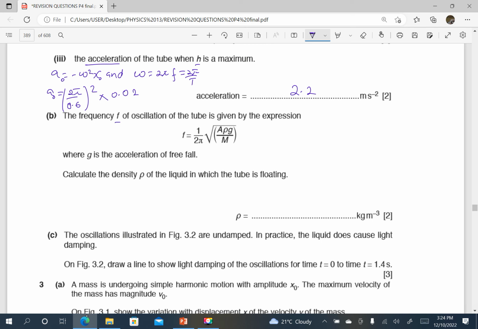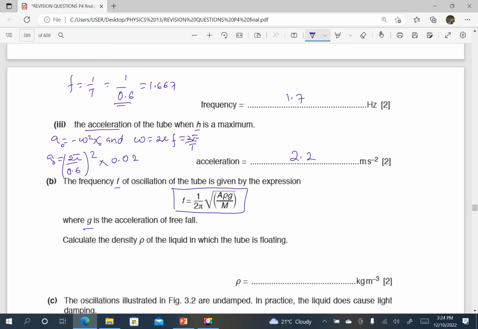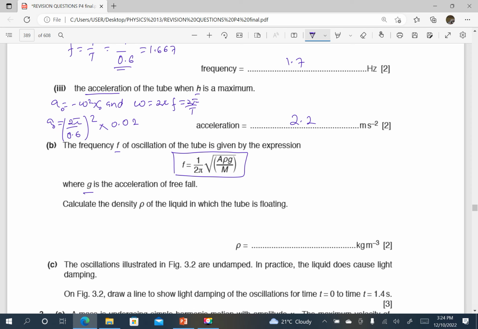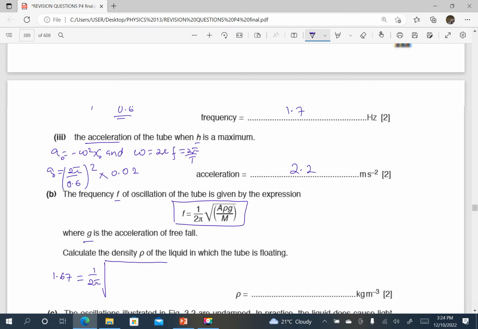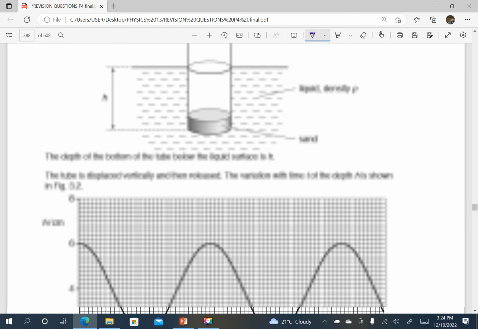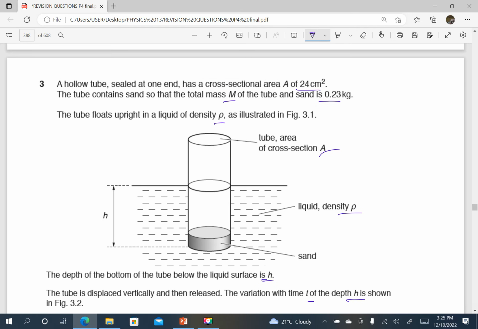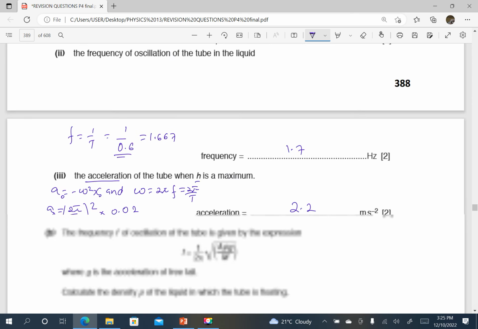The frequency f of the oscillation of the tube is given by the expression here, where g is the acceleration of free fall. Calculate the density rho of the liquid in which the tube is floating. They have given us the frequency, and we had the frequency somewhere here as 1 over 0.6, or 1.667. I will use only three significant figures. So frequency 1.67 should be equal to 1 over 2 pi square root of A. What was A? Cross-sectional area was 24 centimeters squared. We change it to meters squared. Mass was 0.23 kilograms, and g is 9.81. So we just substitute straight away.